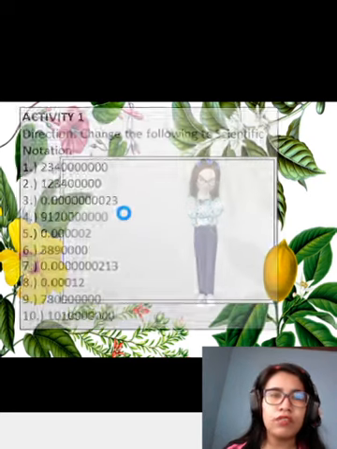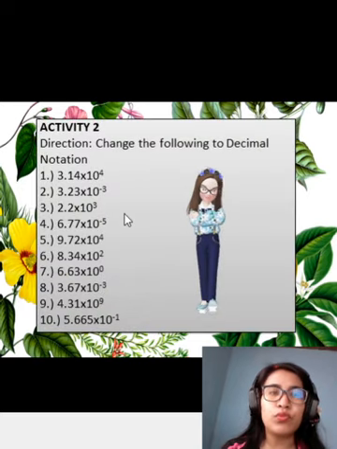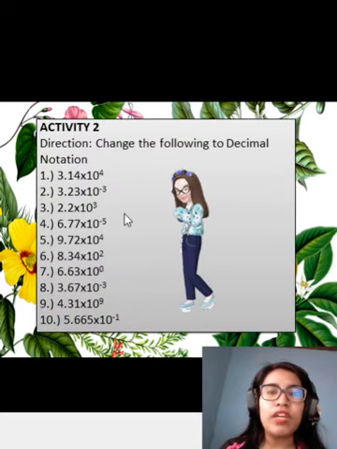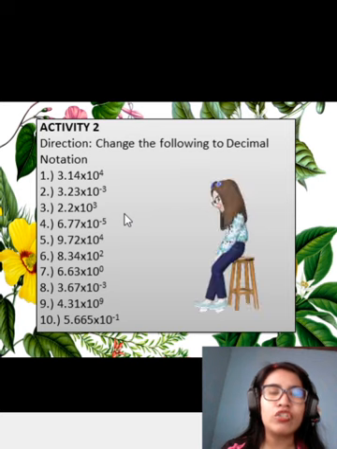Okay, and next activity. Activity 2. Change the following to decimal notation.